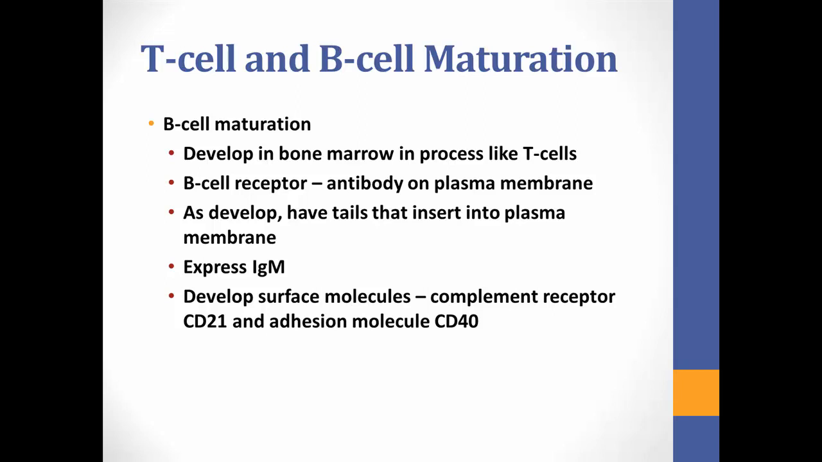They also develop surface molecules that are either complement or adhesion molecules. Now, the key to B cells then is the production of antibody. As an antibody titer increases, which means as the amount of antibody increases, the affinity for that specific antigen then also increases. As a result then, the immune response is more effective.